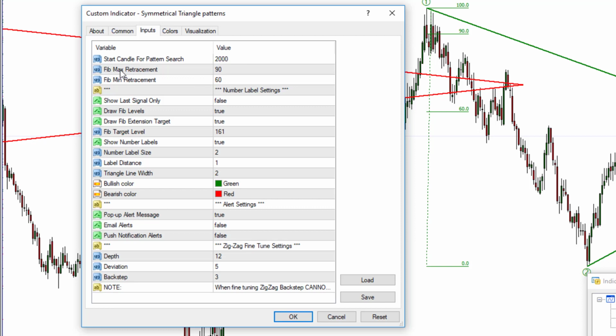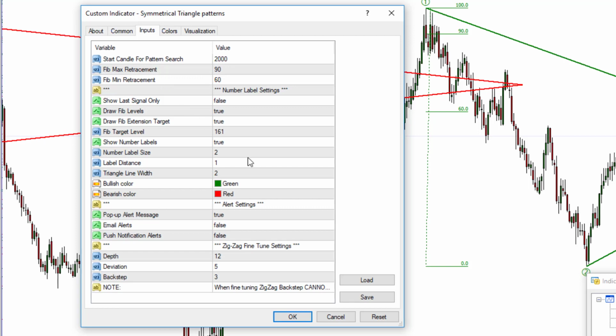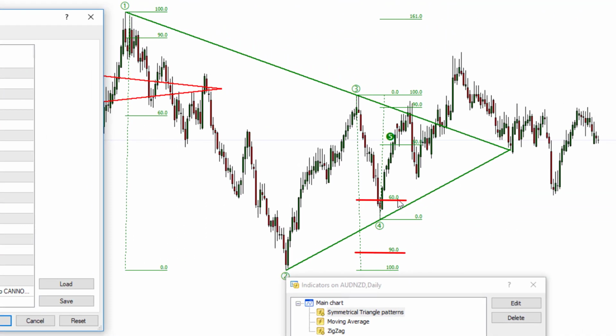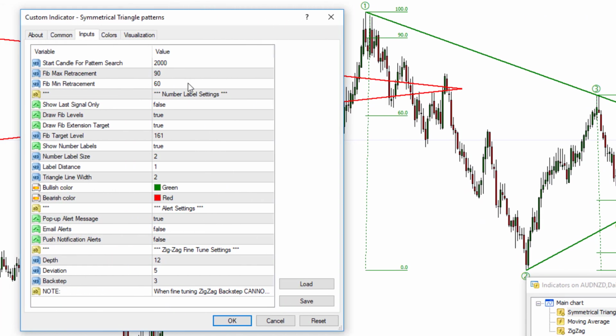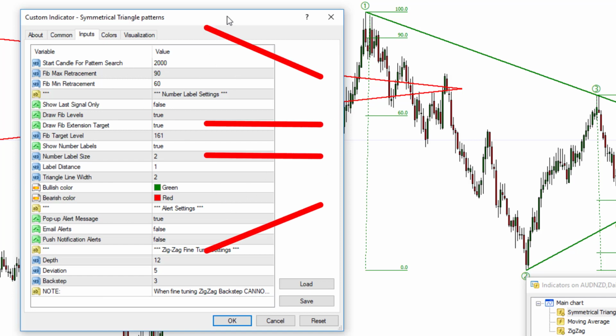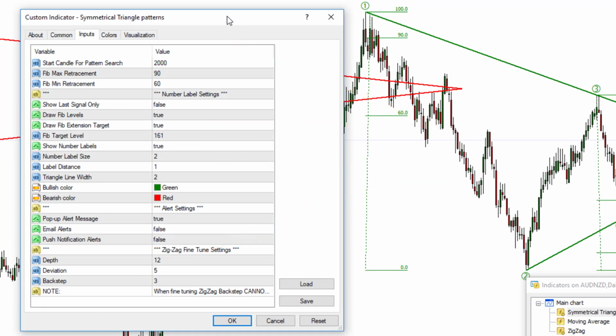You can change the Fibonacci max and min retracement levels. So this is basically these lines here, the 60 and the 90. This is where we are retracing back to form our points of our triangle. You can play with these and set these to different figures, and you'll see how it affects the shape of the triangles. You can also use the indicator to draw ascending and descending triangle patterns as well if you wanted to, by just adjusting those figures. But play around with the settings if you want to. But as I say, the 60 to 90 level is what I found to be the most successful levels, and it draws the best sort of symmetrical triangles on the charts.